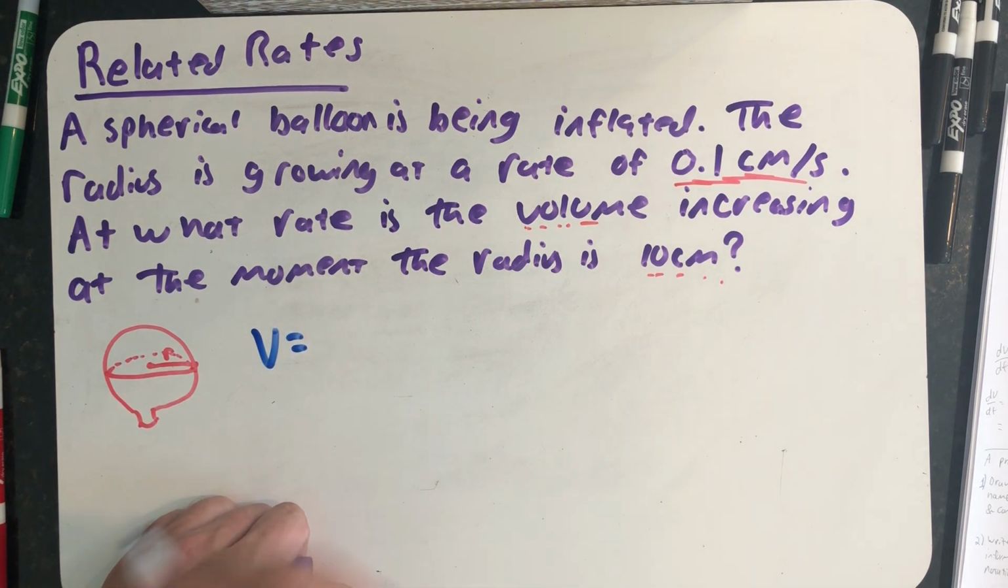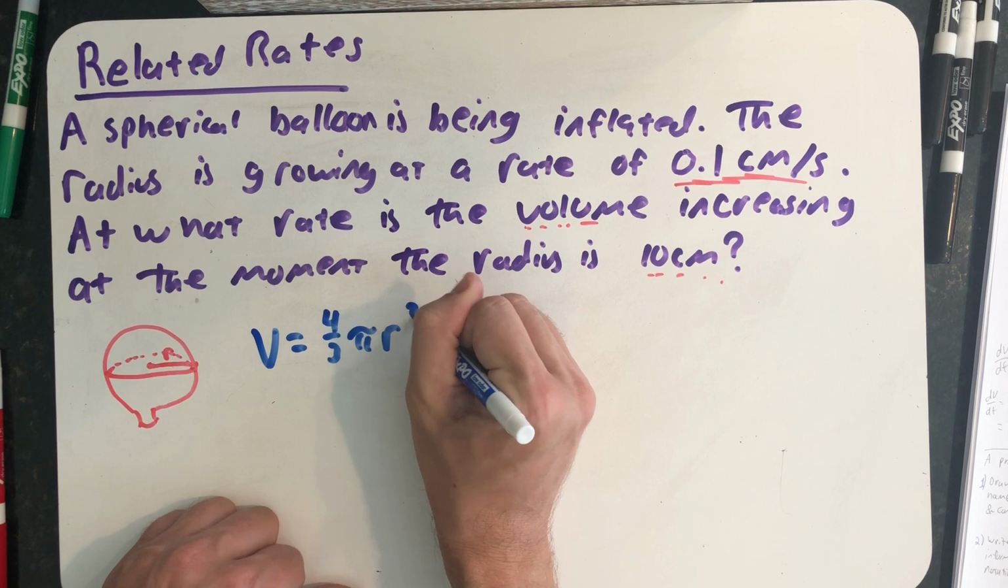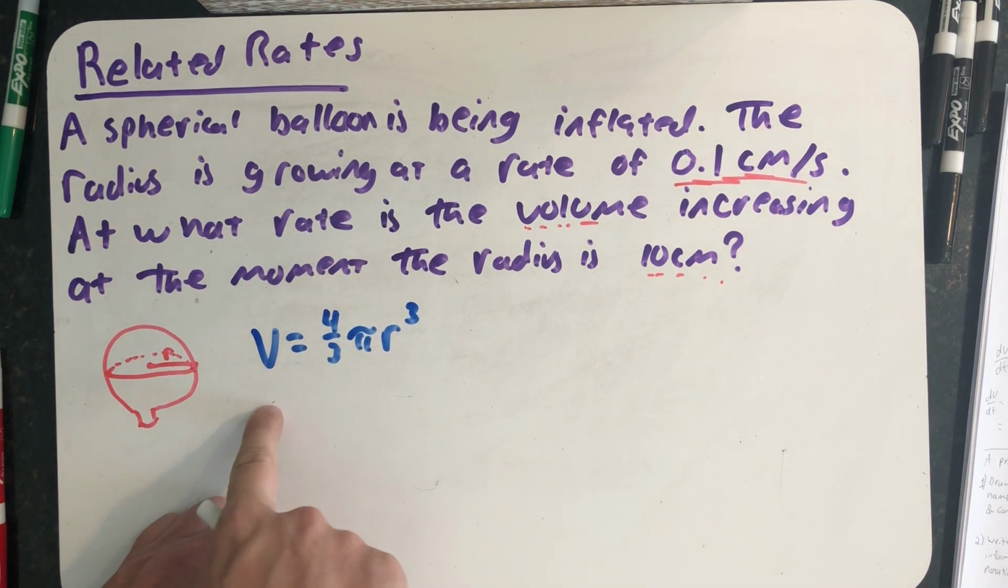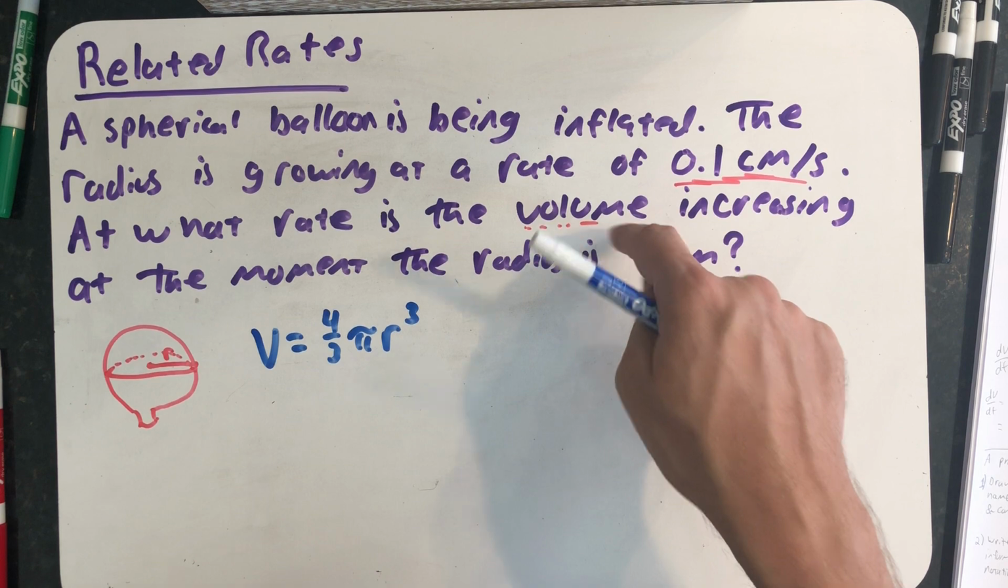In a sphere, the volume is equal to 4/3 pi r cubed. So anytime I know a radius, I could find a volume. And this is kind of the big concept. This equation relates volume and radius. I need to relate the rate of change of volume.